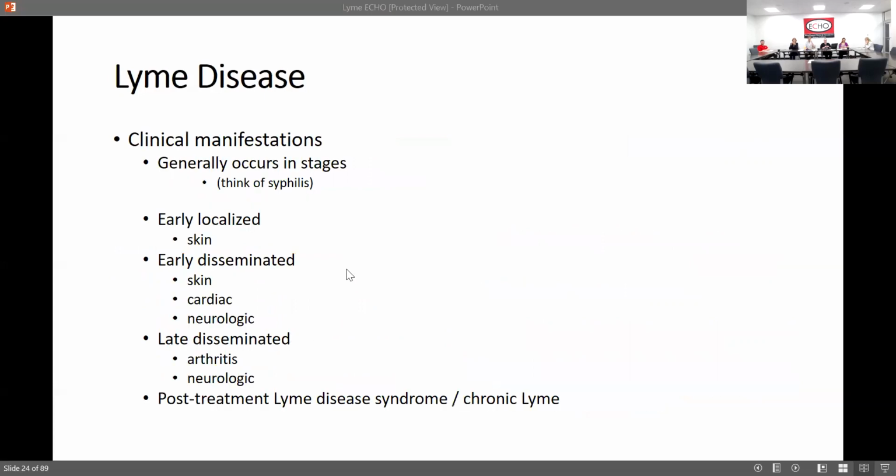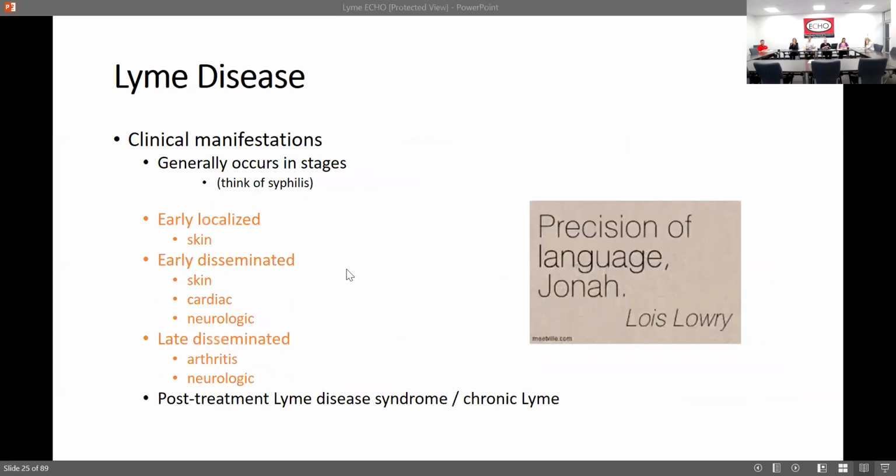Clinical manifestations. I like this line. Precision of language is really key when we communicate with patients about Lyme, because Lyme can do a lot, but Lyme can't do anything it wants. There's a misnomer that Lyme can do anything. No, Lyme can do a lot, but they're really distinct syndromes. As long as we describe them and put them in categories, it'll help us make sure we understand: does the patient fit Lyme disease, a known manifestation of it, and how do we treat it? Because what we do depends on the stage at which we diagnose.